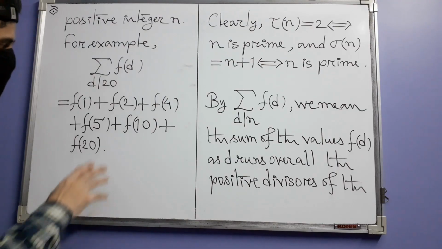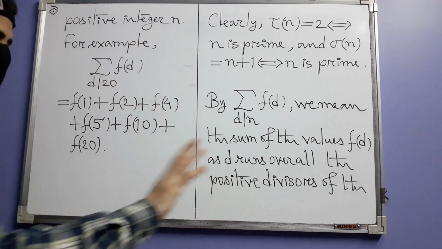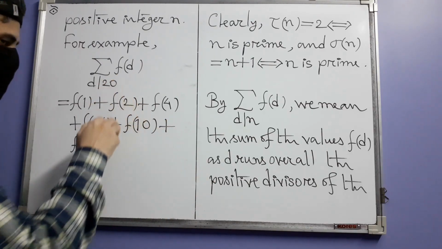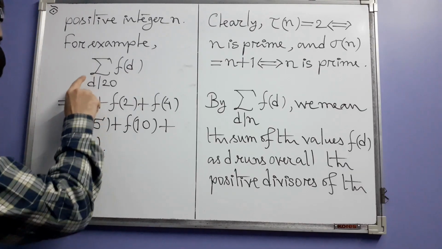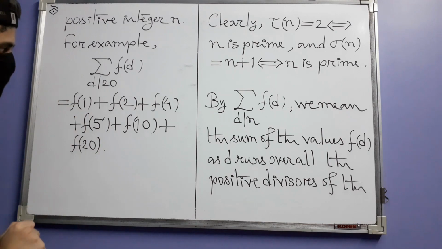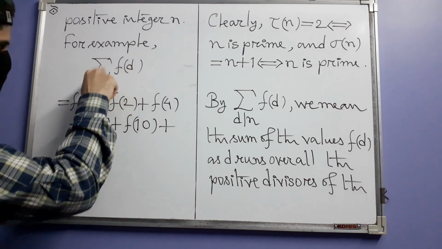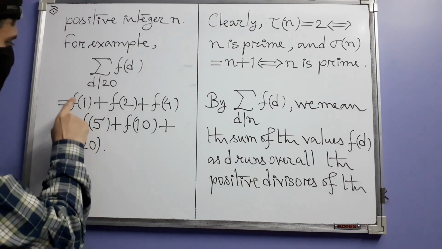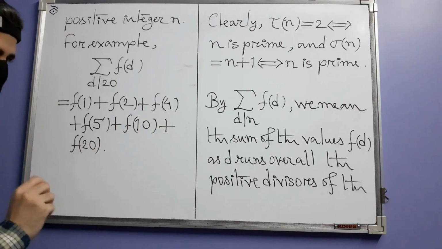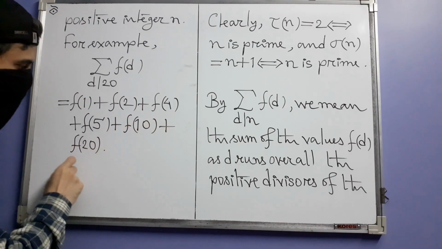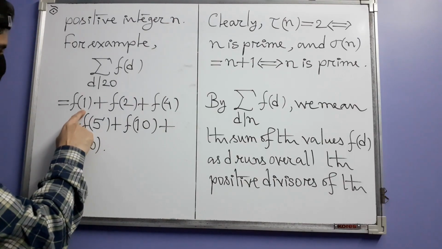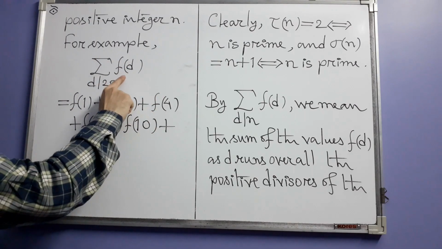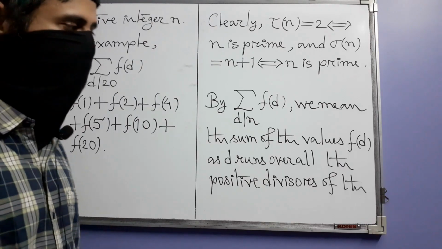This example will make it more clear. f is some given function and f of d makes sense. That's all we need, so we need not worry too much about f. Here say n is 20. What does it mean? It is the sum of those f of d where d is a positive divisor of 20. So all positive divisors of 20 have to be considered and those f values are to be added up. The positive divisors are 1, 2, 4, 5, 10 and 20. So this sum is what this notation indicates.